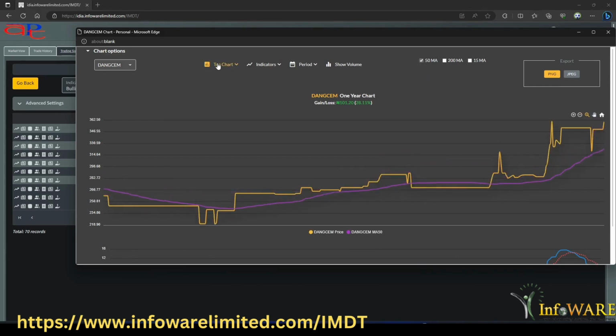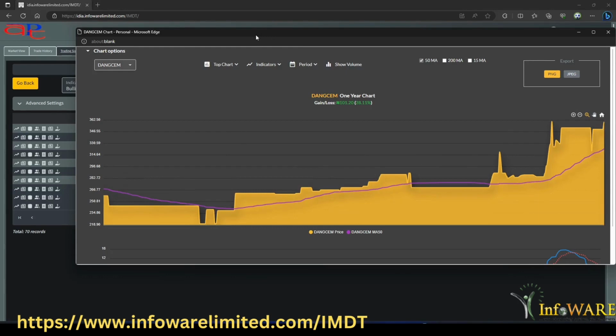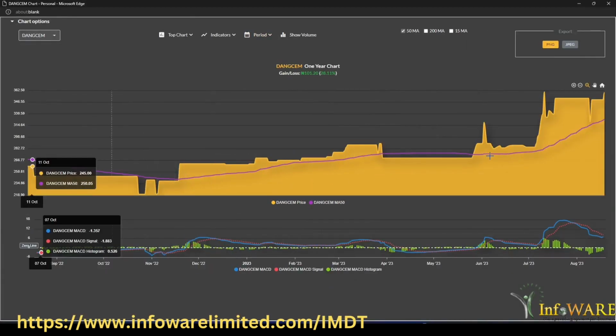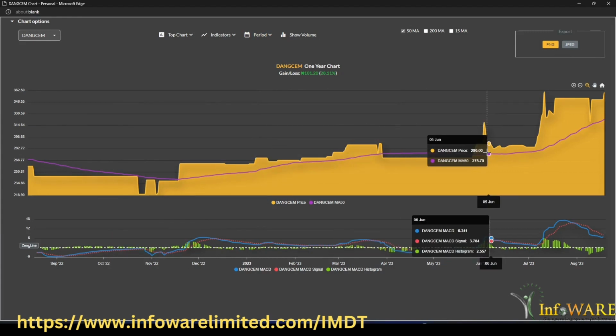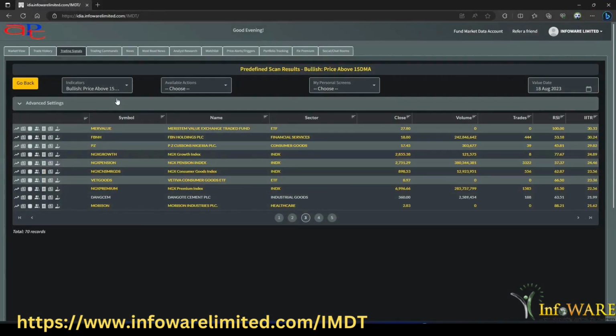And then one of the other things I can do here, depending on what I like, I can choose the area format, for example, and it overlays it so I can see. It makes it easier to look at exactly how the 50-day moving average overlays on that chart line. And of course, I can close them when I choose.